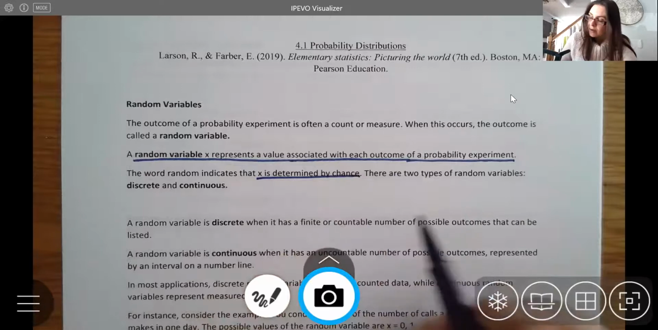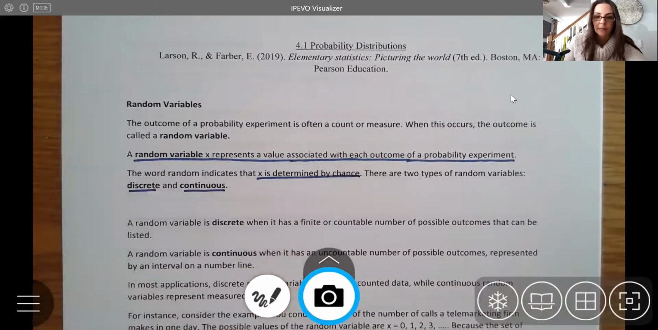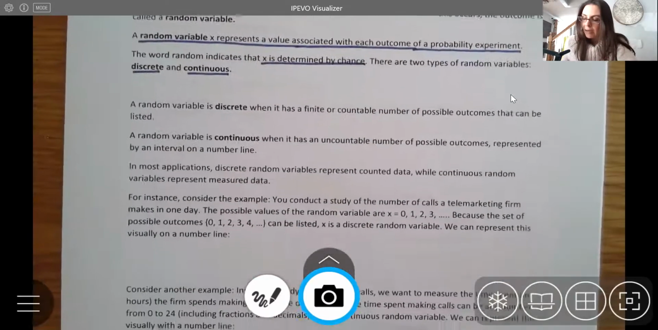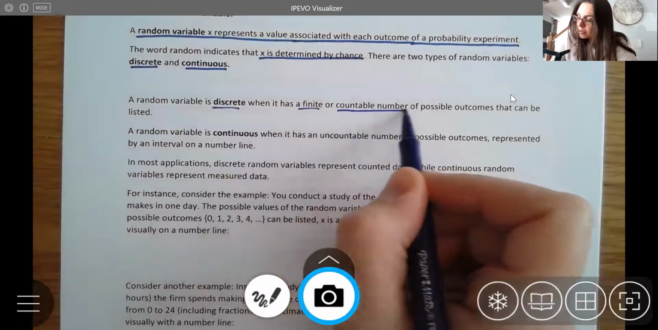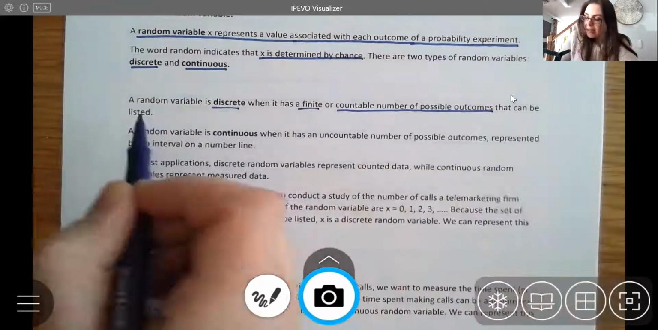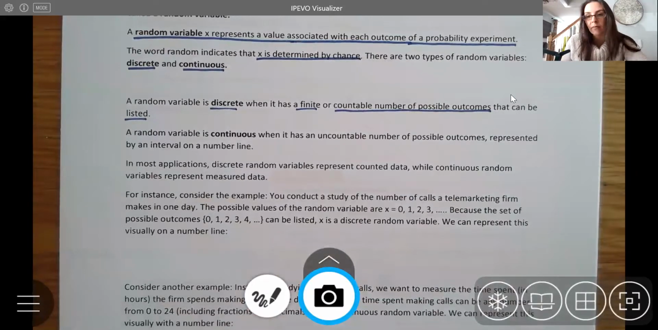And there are two types of random variables. We have discrete random variables and continuous random variables. A random variable is discrete when it has a finite or a countable number of possible outcomes that can be listed. So your discrete random variables, you can actually list the outcomes.